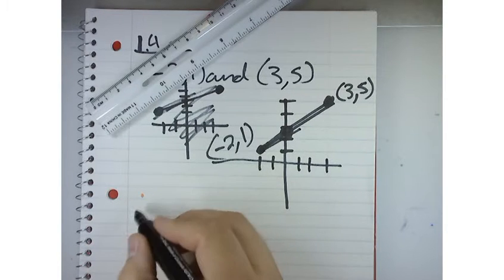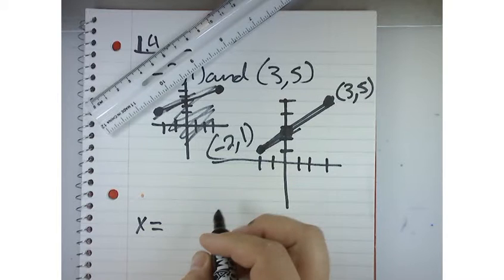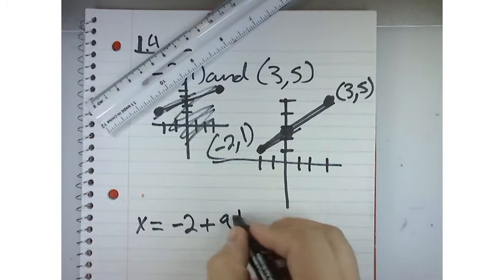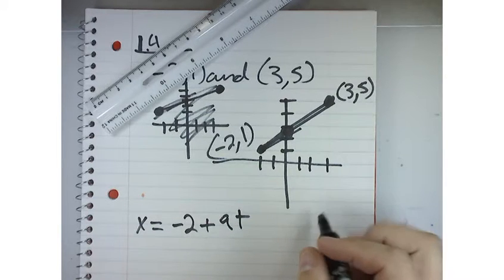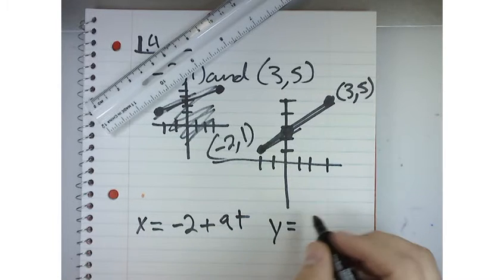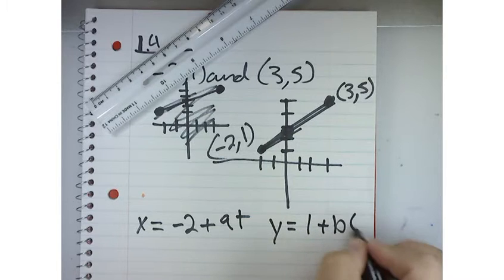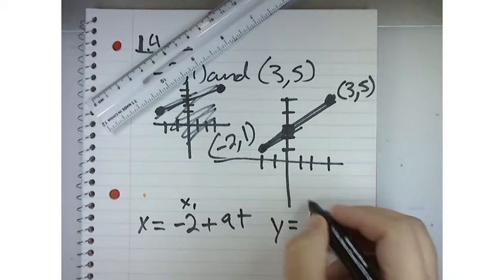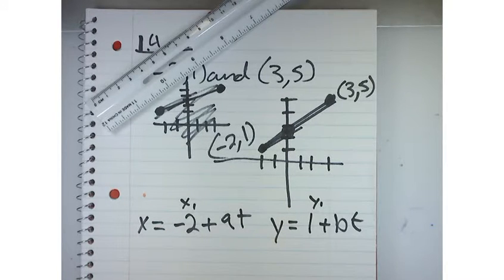So if I say x equals -2 plus a times t and y equals 1 plus b times t. This is my point x sub 1, y sub 1. Where it comes from is it's like an algorithm that'll help you find it.